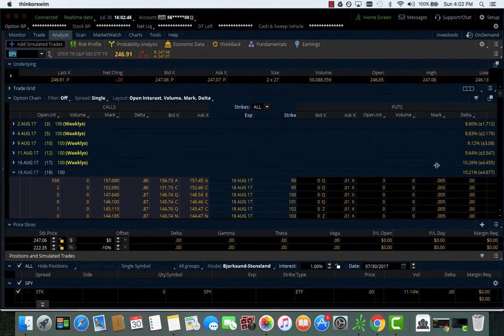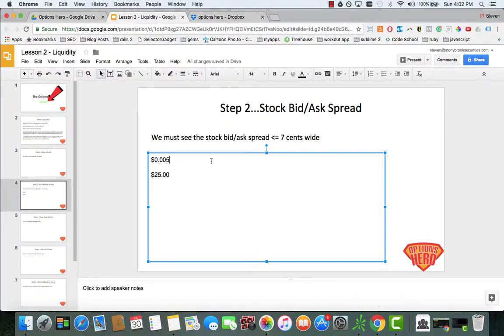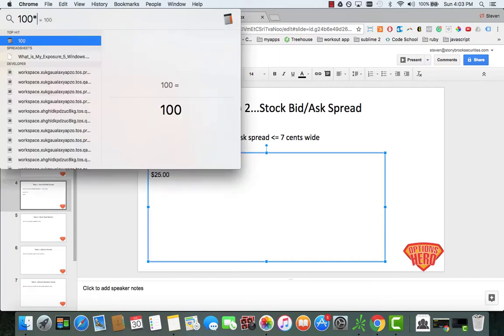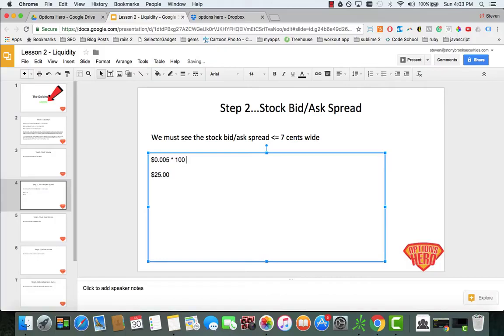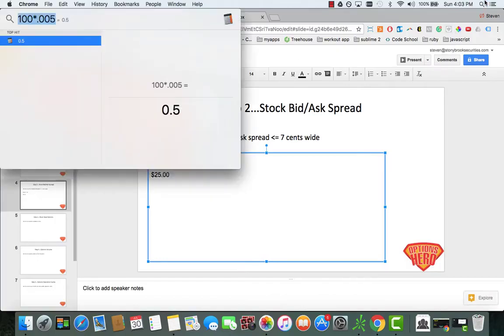So $47.07, right? So that's what we pay. And let's say we bought 100 shares. So 100 shares times 0.005, right? So we're going to end up paying about half a penny. Wait, this math is wrong. Hold on. No, wait, that math's not wrong. No, that math is not wrong, right?